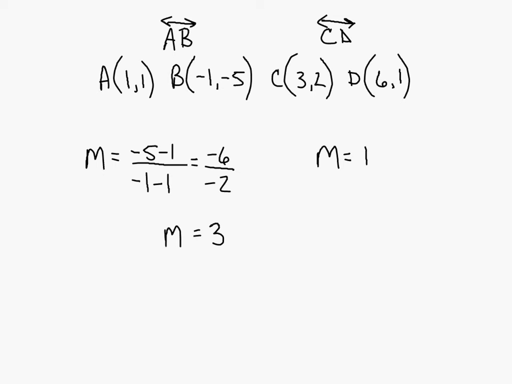1 minus 2, change in y, divided by your change in x, 6 minus 3. 1 minus 2? -1. 6 minus 3? 3. What's the slope of the second line? -1/3. Yes, sir. Are they parallel, perpendicular, or neither? These lines are perpendicular, aren't they? Because remember, 3 is the same as 3 over 1. So this line is perpendicular to this line. AB is perpendicular to CD. Their slopes are negative reciprocals.